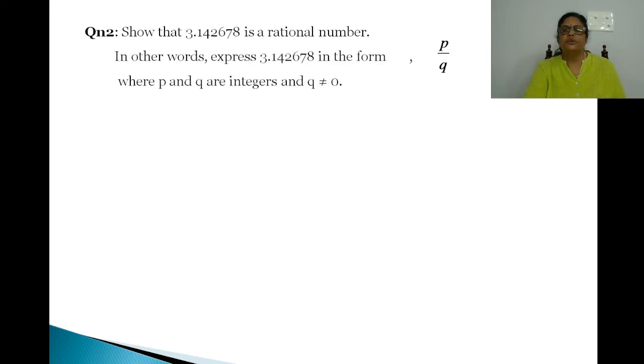Next one, show that 3.142678 is a rational number. In other words, express 3.142678 in the form p by q, where p and q are integers and q not equal to 0. This is a terminating decimal, it stops, it ends. So that means a rational number. But here you have to prove that, show that. That means you have to find the p by q form of 3.142678.